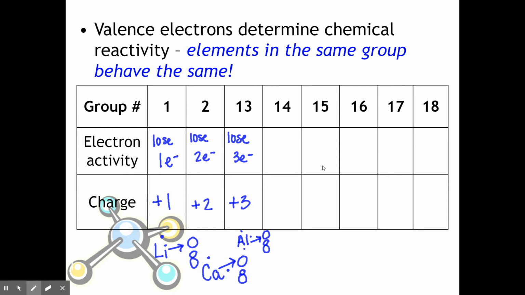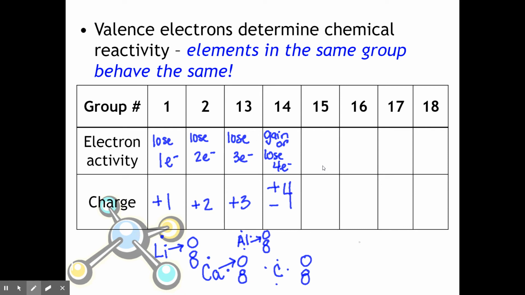In group 14, we have things like carbon. Carbon has 4 valence electrons. When it tries to go to 0 or 8, which one's easier? Well, neither is easier than the other. So it can either gain or lose 4 electrons. That means it can have a +4 charge or a -4 charge.